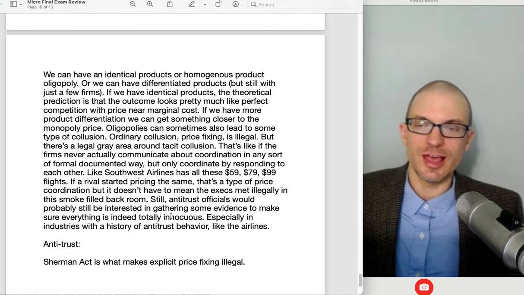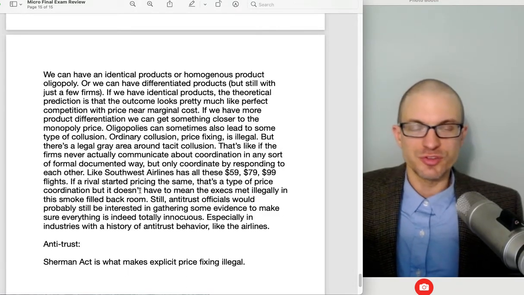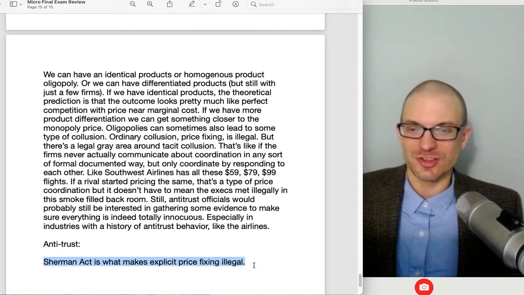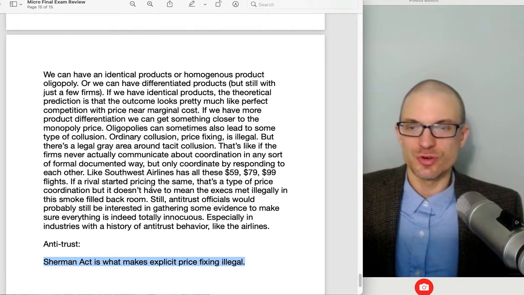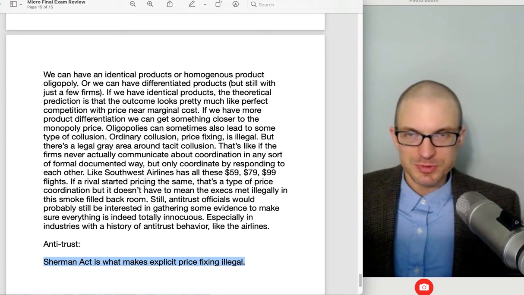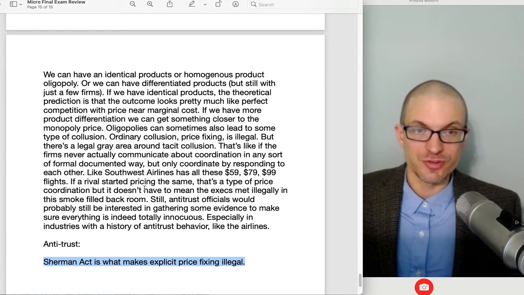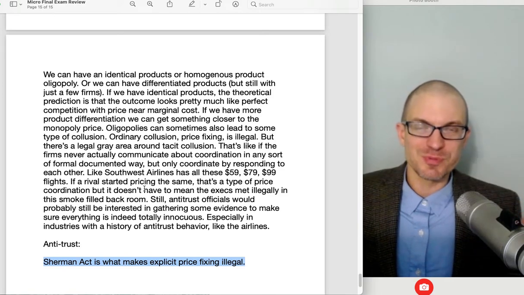All right, and then the last thing I talk a little bit about is antitrust and then price fixing. Price fixing is completely illegal. It's illegal under the Sherman Act. That's what makes explicit price fixing illegal. There's tacit collusion, which is in the sort of legal gray area. So if the firms aren't explicitly agreeing on price coordination, basically what happens, though, is the antitrust officials are going to get very interested and are going to want to see, is there a compelling business justification for this price coordination, or is there something illicit going on?